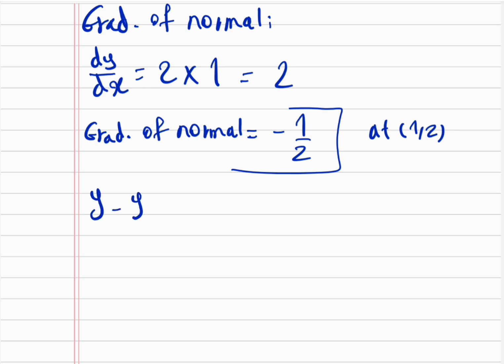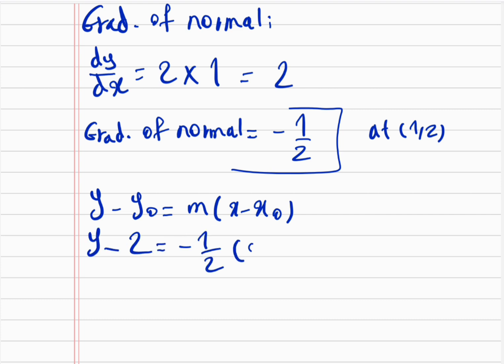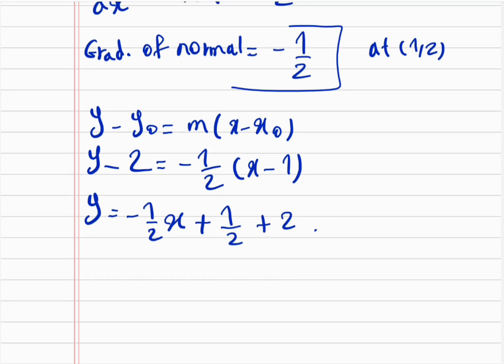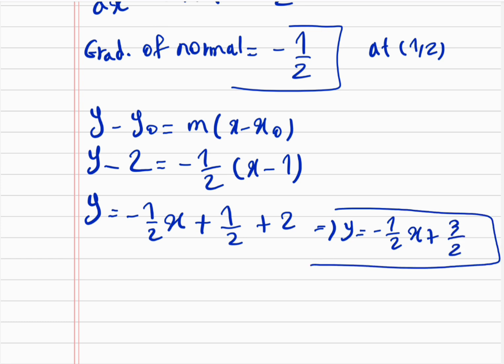Again, we use the equation y minus y0 is equal to m times (x minus x0). So y0 is the y coordinate, which is 2, m is minus a half, and x0 is just 1. So y is equal to minus a half x plus a half, then plus 2. So y is equal to minus a half x plus 3 over 2. So this is the equation of the normal at the point (1, 2).